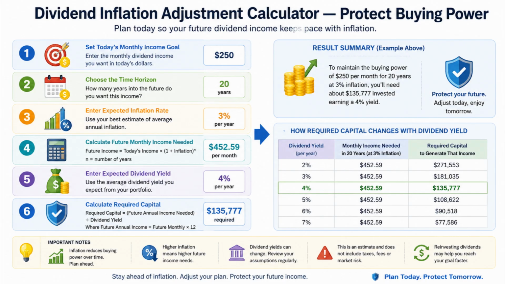So, the key takeaway is simple. To maintain the buying power of $250 per month for 20 years at 3% inflation, you may need about $452.59 per month in the future, and around $135,777 invested at a 4% dividend yield. This example is for educational purposes only and should not be considered financial advice.